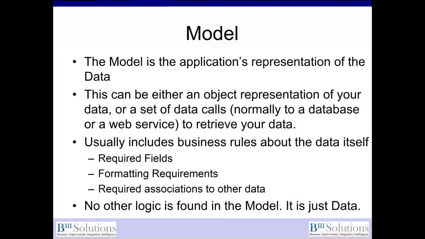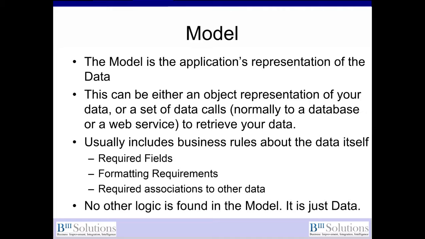Basically, your model is your data. That's it. It's just data at this point. So the model is the application's representation of the data. This can either be an object represented by your data, or a set of data calls, for example, if you're talking to a web service or you're talking to a database. That would be the representation in your code of wherever your data comes from. This also includes any rules about the data itself. Normally this would be done by some sort of an attribute. It's not actual code that goes with it.